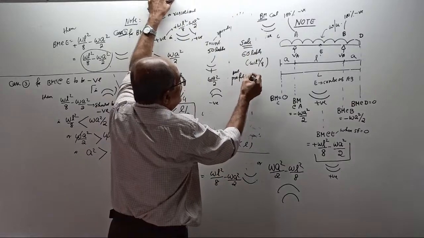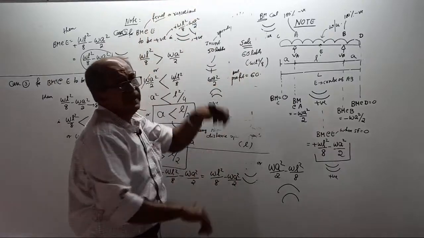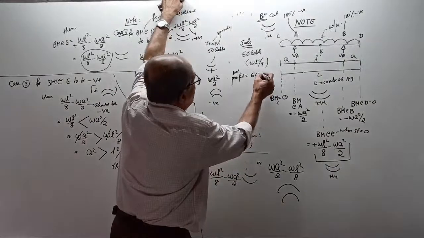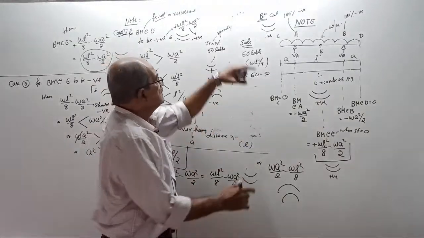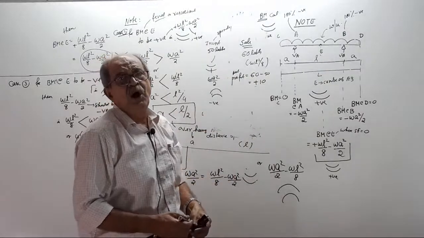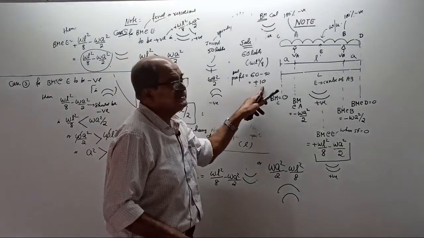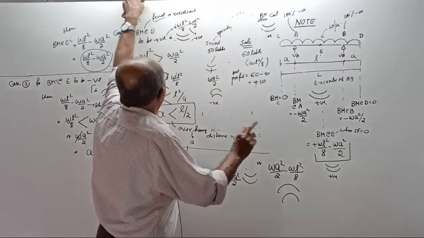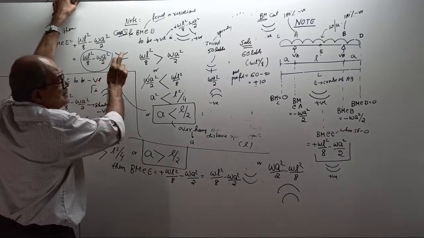Start from here. 60 lakhs you sold, plus or minus 50? 60 minus 50. See, WL square by 8 minus WL square by 2. 60 minus 50 equal to plus 10. Profit of plus 10 means profit of 10 lakh rupees. Real bending moment is WL square by 8 minus WL square by 2, sagging. Over.